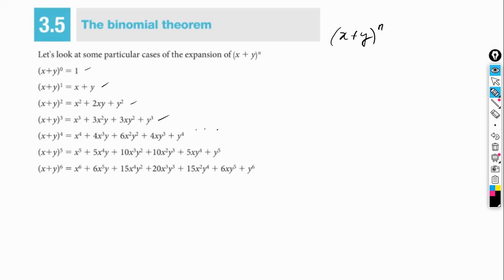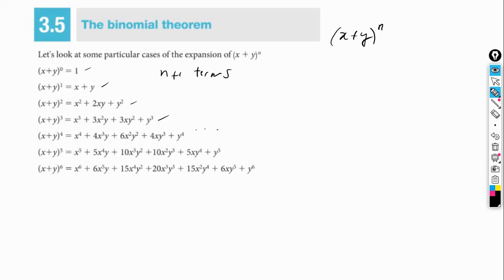So there's several things to notice here after looking at these expansions. First of all, notice that there are n plus 1 terms. So n is the exponent. Notice that when it's to the power of 0, there's one term. When it's to the power of 1, there's two terms. When it's to the power of 2, there's three terms, and so forth.